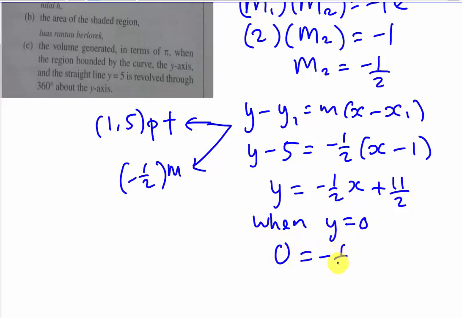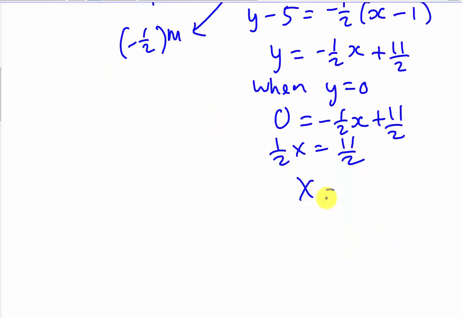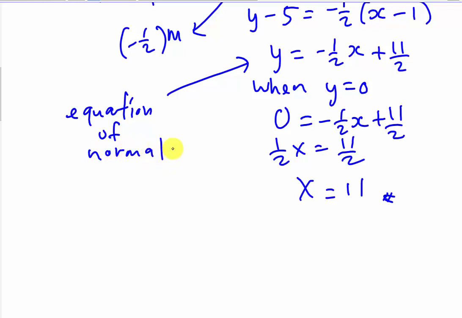0 equals to negative half x plus 11 over 2. So half x equals to 11 over 2. Then I can easily get my values of x, which is 11. That means this normal line, this is the equation of normal, will intersect the x-axis at one point, which is 11, 0. You can call this one the x-intercept of the normal line.